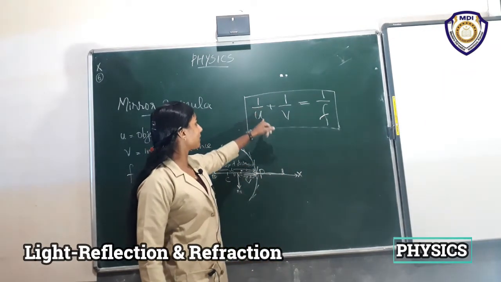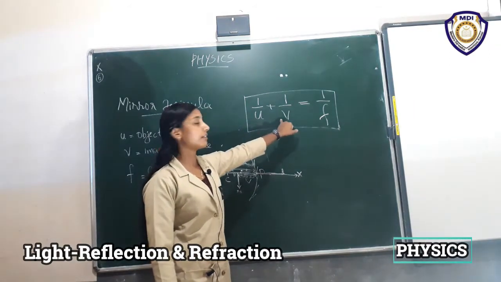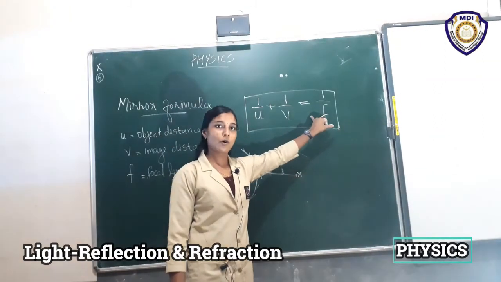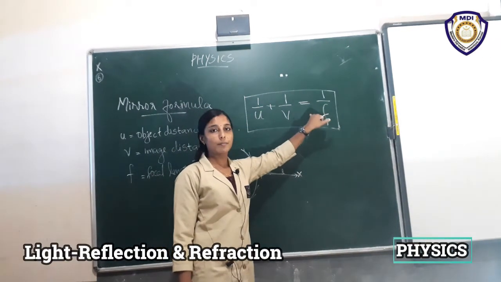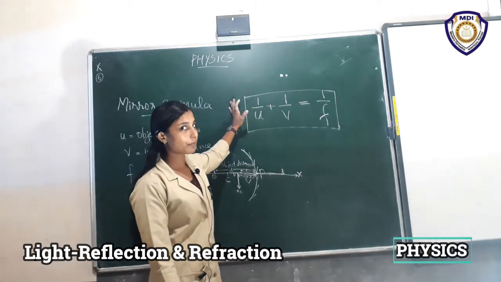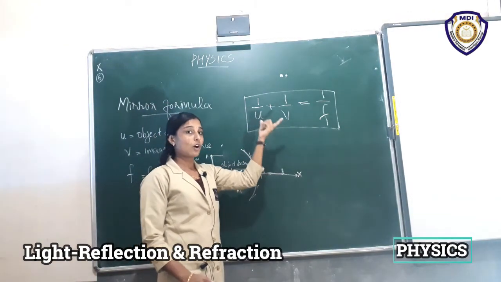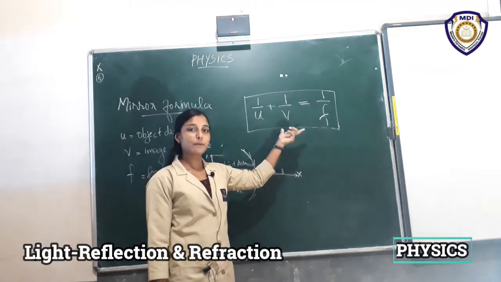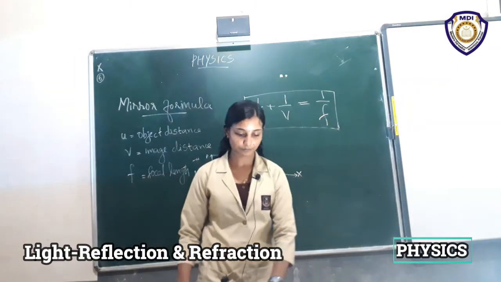So what are the terms? U is the object distance, V is the image distance, and F is the focal length. So 1 by U plus 1 by V gives 1 by F. You should keep this in mind, and we have to solve many problems using this mirror formula, and we also have to use the sign convention while solving problems with it.